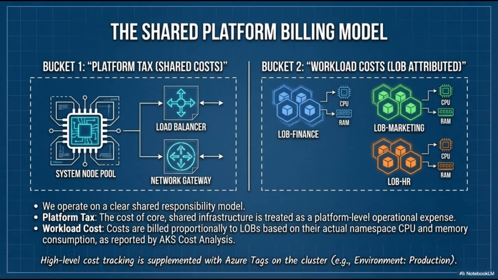The second category is workload costs, which are directly attributed to individual lines of business, or LOBs. Here, you can see examples like finance, marketing, and HR. These costs are billed proportionally to each LOB based on their actual resource utilization. We measure this through the specific CPU and memory consumption within their respective namespaces, using data reported by AKS Cost Analysis. To ensure comprehensive financial oversight, this granular tracking is supplemented with high-level Azure tags on the cluster, such as labeling environments for production. This dual bucket system allows us to maintain a robust platform while ensuring each department is accountable for its specific resource footprint.